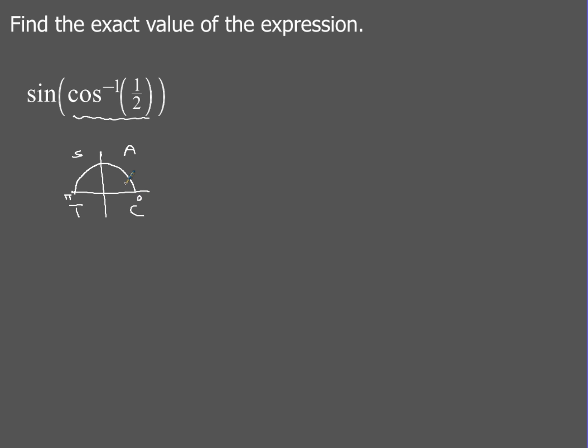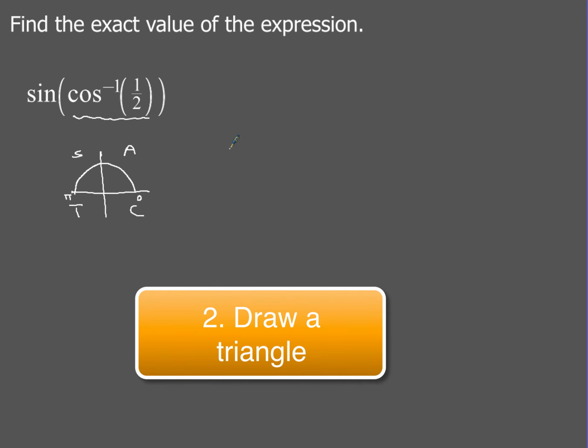Once I've determined the quadrant that my inverse trig function is located in, what I'm going to do next is draw a triangle of that. So I know I'm in quadrant number 1, so I'm going to set up a reference triangle based on that. I'm just going to call this theta right here because I don't know what the angle is yet. 1/2, since I'm given cosine, cosine's relationship of the adjacent to the hypotenuse. So that's 2 and that's 1. This piece that I'm missing right here is the y-coordinate.